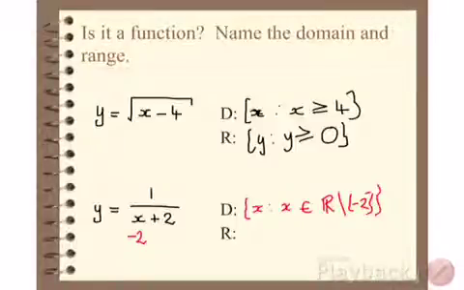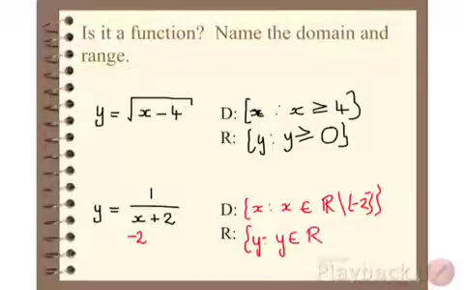Excuse my curly brackets. And then my range is an element of all the real numbers, but it'll never be 0, because 1 divided by any number can never give you 0. So we'll have to exclude the 0, and this is how we write it with the curly brackets.